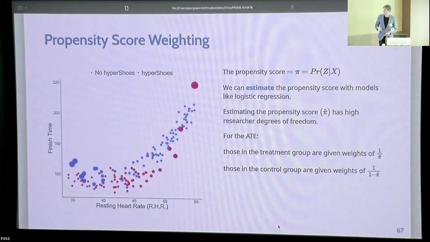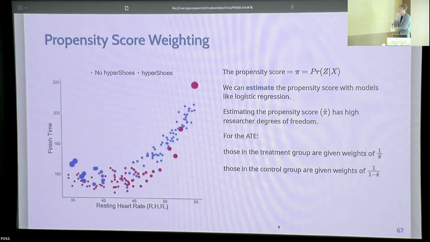Once we estimate the propensity score, we can basically re-weight our data set. So what I've done here is I've re-weighted each runner based on these propensity scores to try to make our data look more like a randomized study.